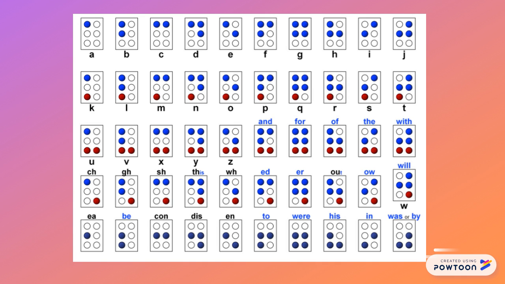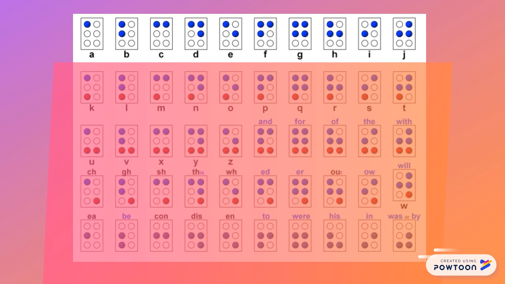Braille is pretty easy to learn. It's based on the first 10 letters of the alphabet, A through to J. We only use the top 4 dots in each cell. Let's try and remember these first 10 cells by using a story.